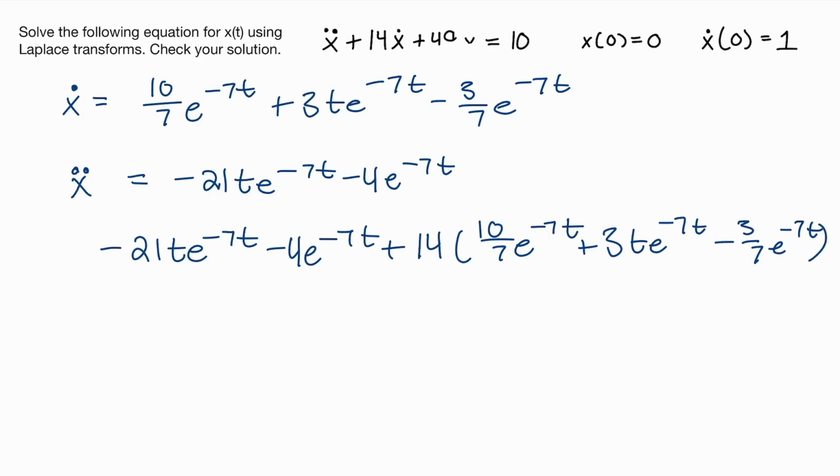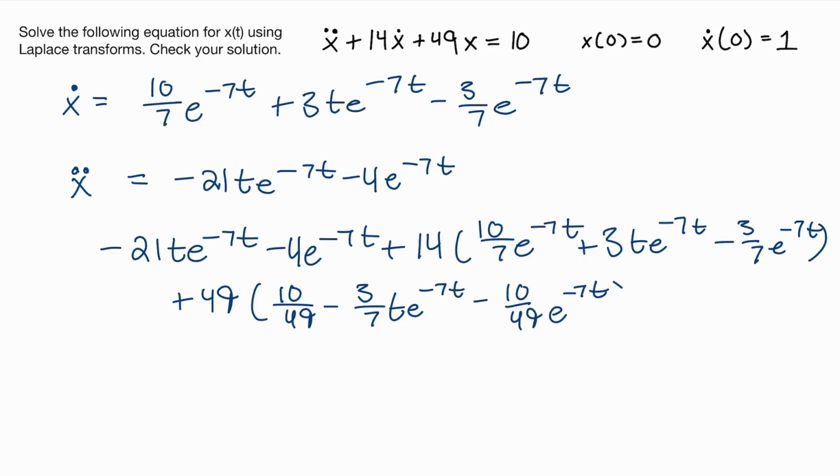Oh, it looks like I erased this a little bit. This is a 49x. So then we have plus 49. And then for the x, we're just plugging in what we found for x(t), which is 10 over 49 minus 3 over 7 t e to the negative 7t minus 10 over 49 e to the negative 7t. And then this is all equal to 10. We can start doing this out. So I'm just going to distribute everything right now.